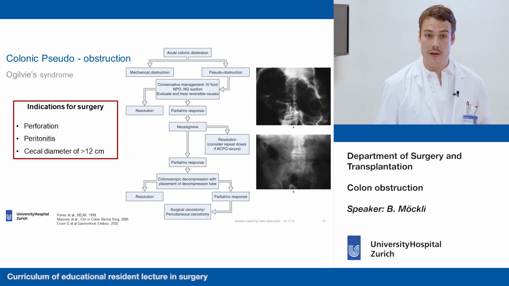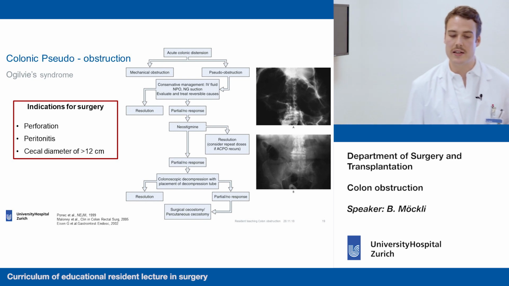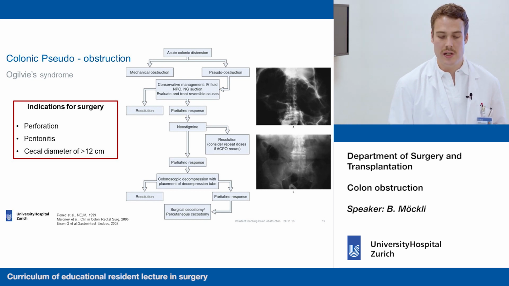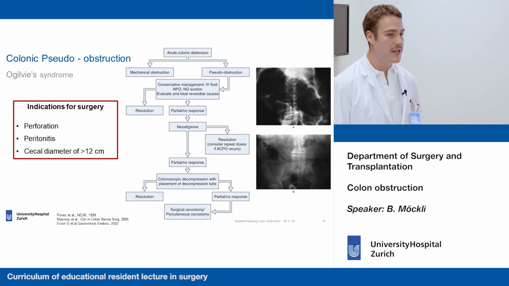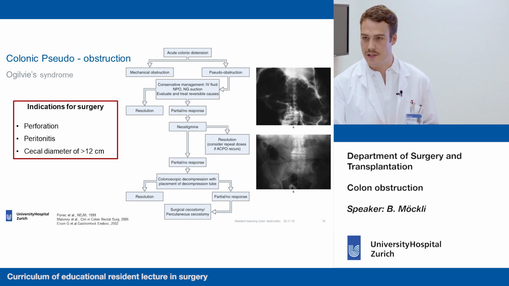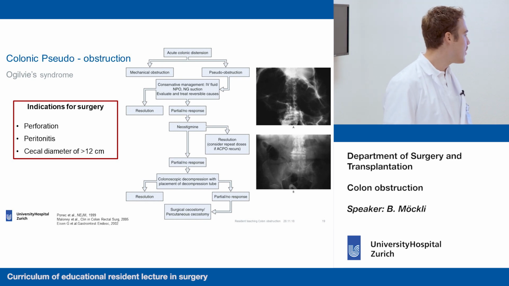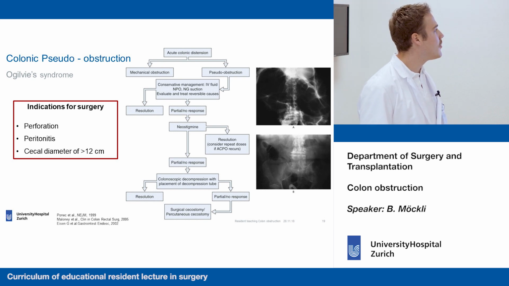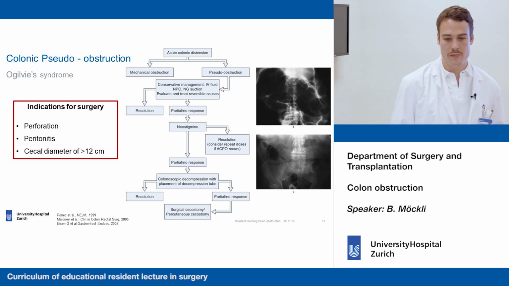Indications for surgery right from the beginning are obviously perforation, peritonitis, or a cecal diameter of more than 12 centimeters, since studies have shown that if the diameter goes above 12 centimeters, the risk of perforation drastically increases. Here are also some pictures. These pictures are actually from the publication by Ponec et al., and they show first dramatic colonic distension, and then 24 hours later, after the administration of neostigmine, a complete resolution of this distension.